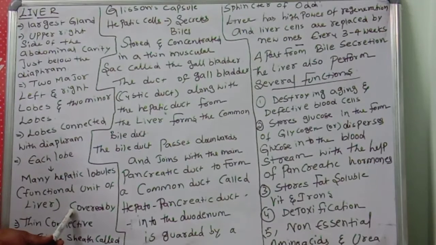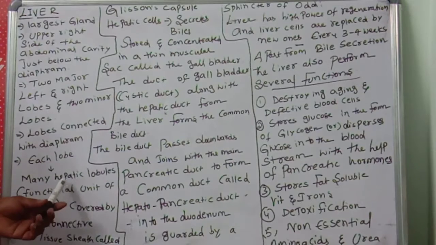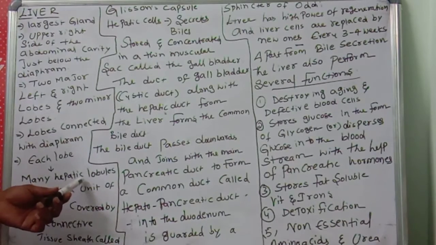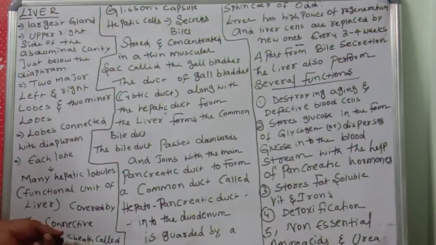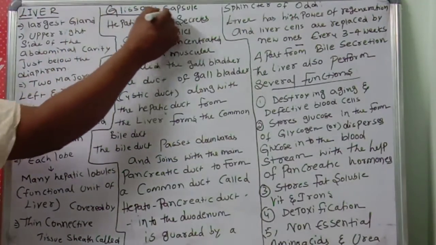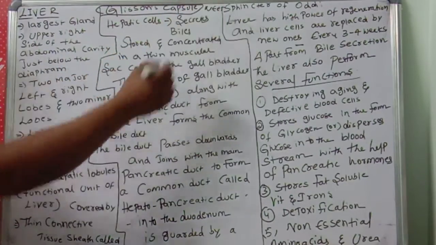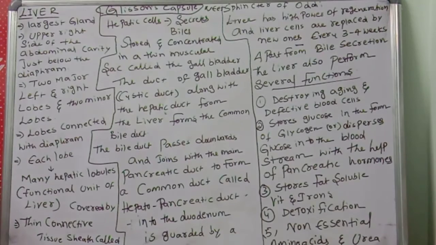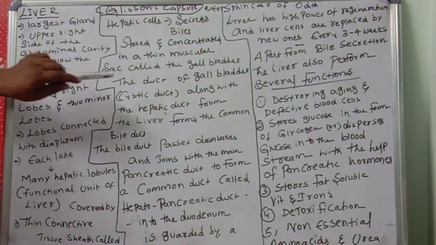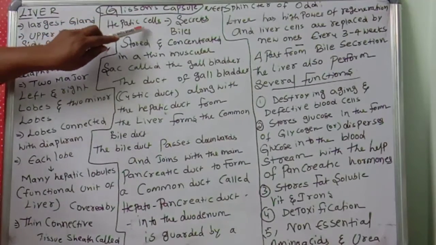These lobules, this is very important. The hepatic lobules are covered by a thin connective tissue sheath called Glisson's capsule. Very important. The connective tissue sheath of the hepatic lobules is called Glisson's capsule.